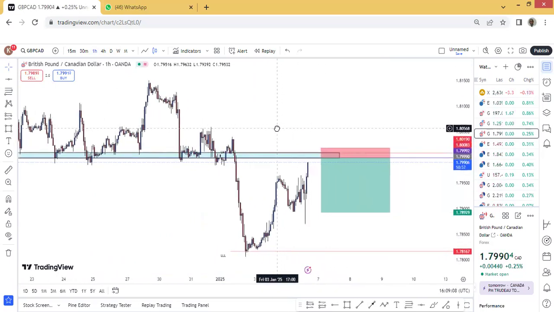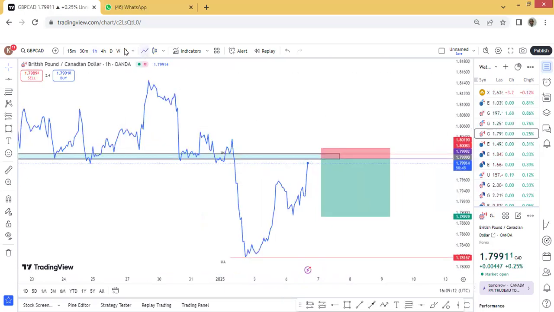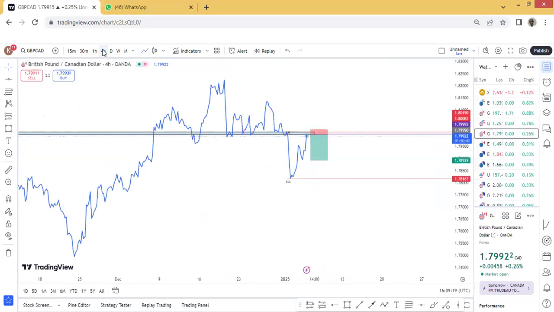There is also a way I use trend lines, although I don't use trend lines that much, but we can draw this trend line.